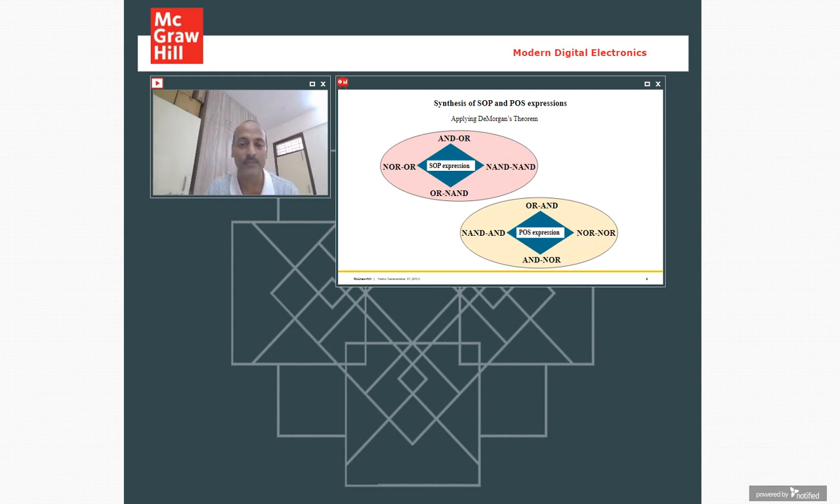Same is the case with the POS expression. If we want to translate an OR-AND circuit, by applying De Morgan's, we can convert it into a NOR-NOR circuit, or from a NOR-NOR circuit, we can convert it into AND-NOR format. From AND-NOR format, again apply De Morgan's theorem, and we can convert it into NAND-AND format. So there exist these four possibilities. There are many others. We'll discuss it a little later.